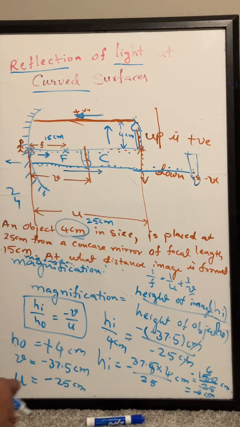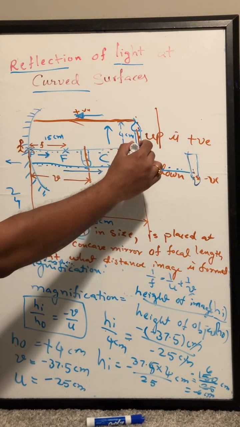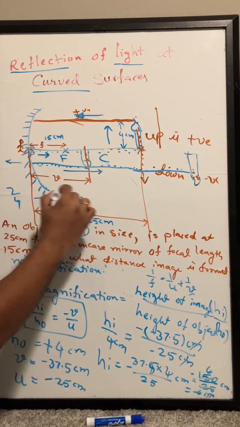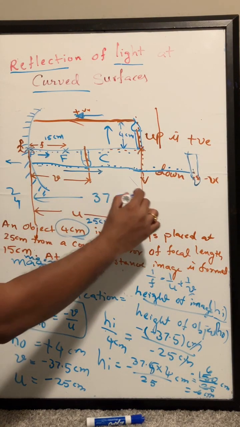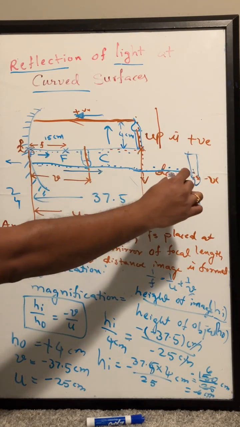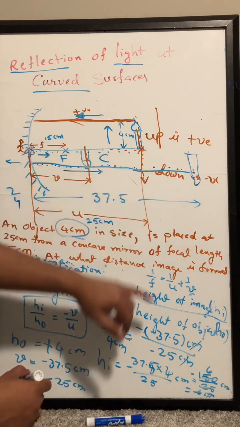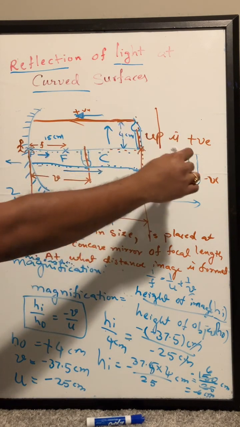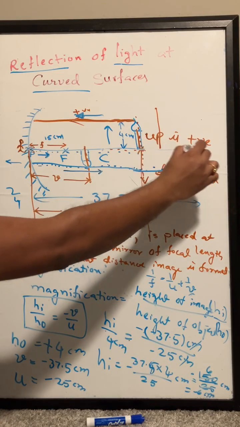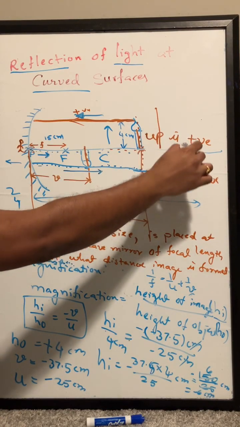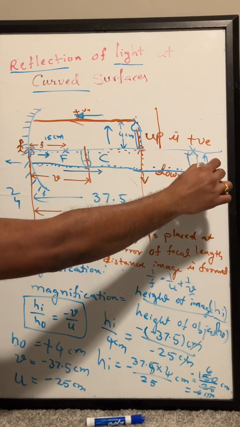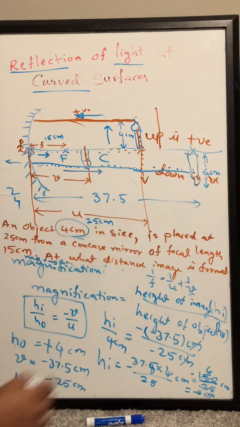Since we got it negative, what does it mean? This is our principal axis. We already know it will be formed at 37.5 negative, that means in this direction. And what is the height of it? 6 centimeters. The original candle light is 4 centimeters, but this is from the main axis. We have to go down because it is negative, and this is 6 centimeters. That's how we saw how to solve the problem.